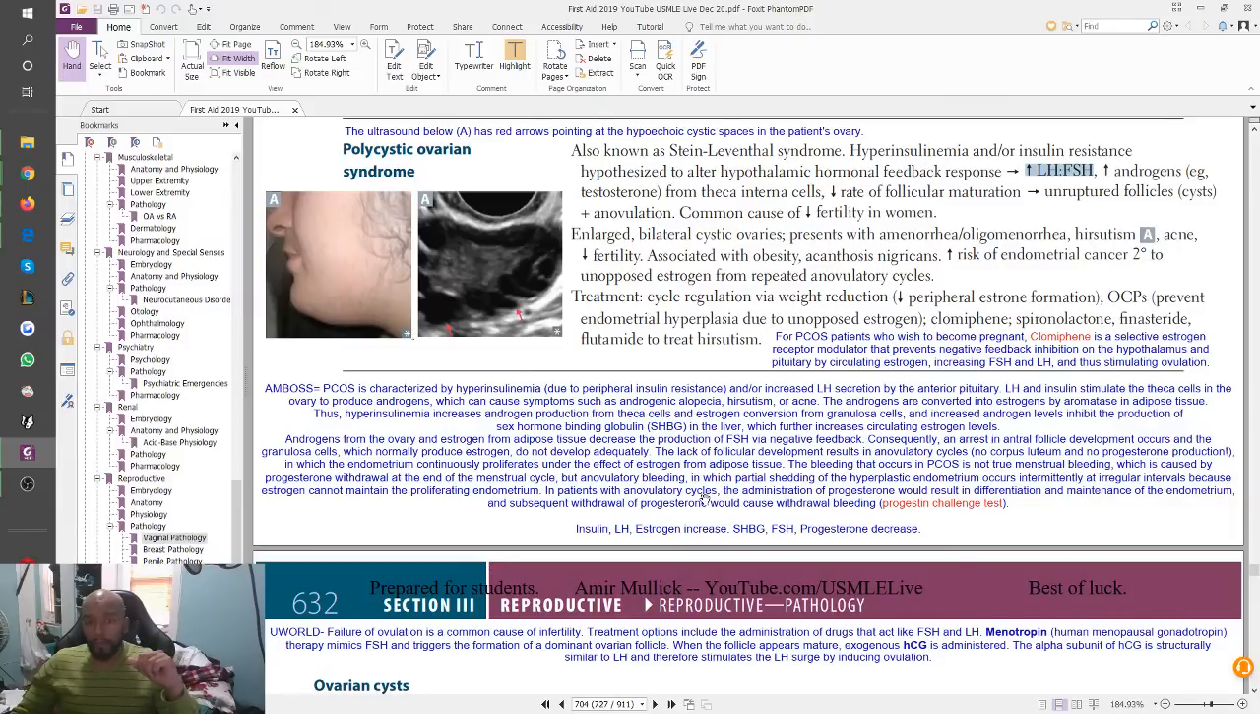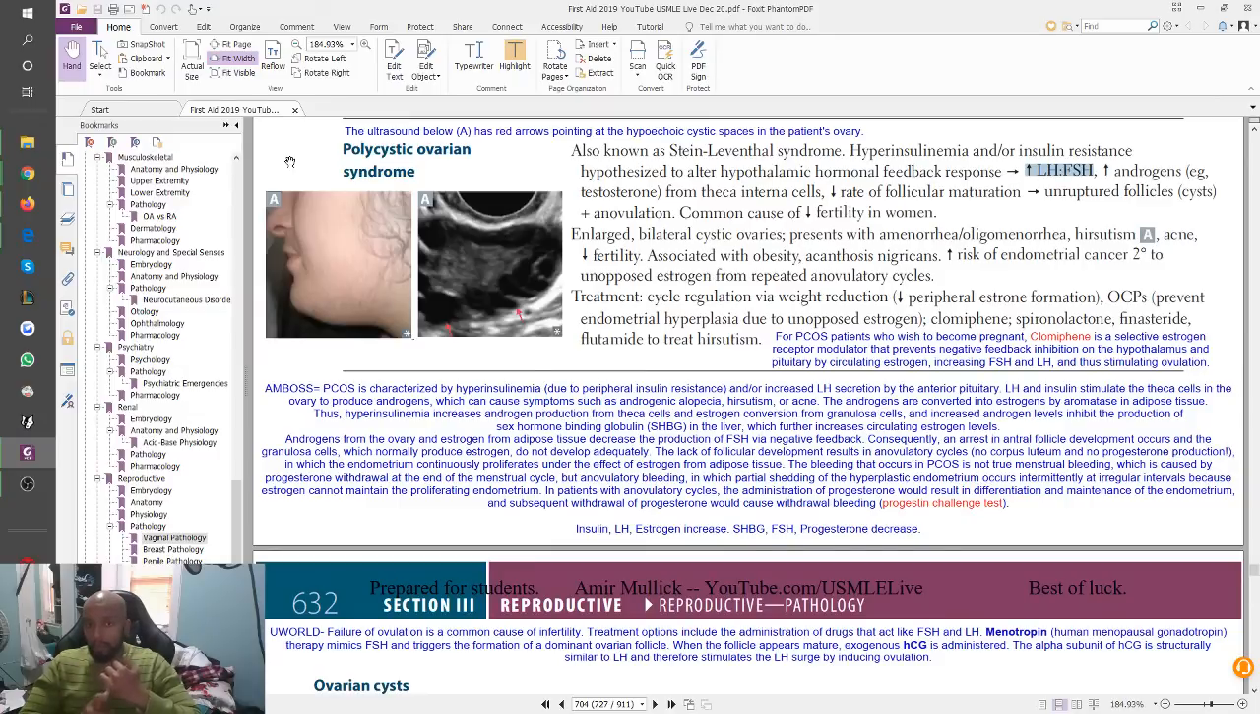In patients with anovulatory cycles, the administration of progesterone would result in differentiation and maintenance of the endometrium, and subsequent withdrawal of progesterone would cause withdrawal bleeding, which is known as the progestin challenge test. And that's something that can be in your question, right? They can display a question where a patient came in with this kind of physical habitus, these kinds of physical exam findings, and these kinds of complaints as given in First Aid. And then the doctor might say, all right, let me give this patient progesterone for 10 days, and then we take away the progesterone and see what happens. And what's going to happen is they're going to have an actual full-blown menstruation, right?